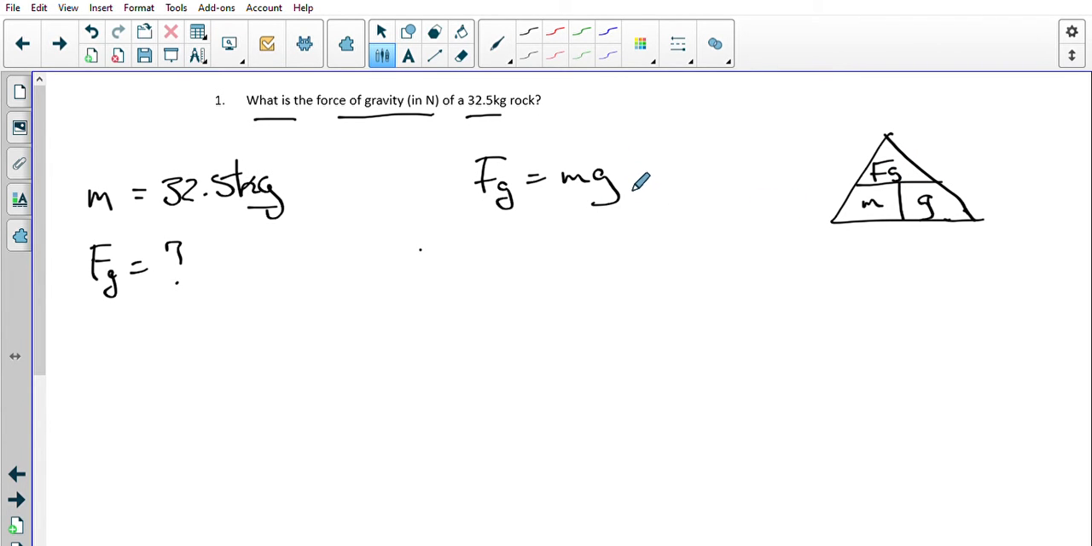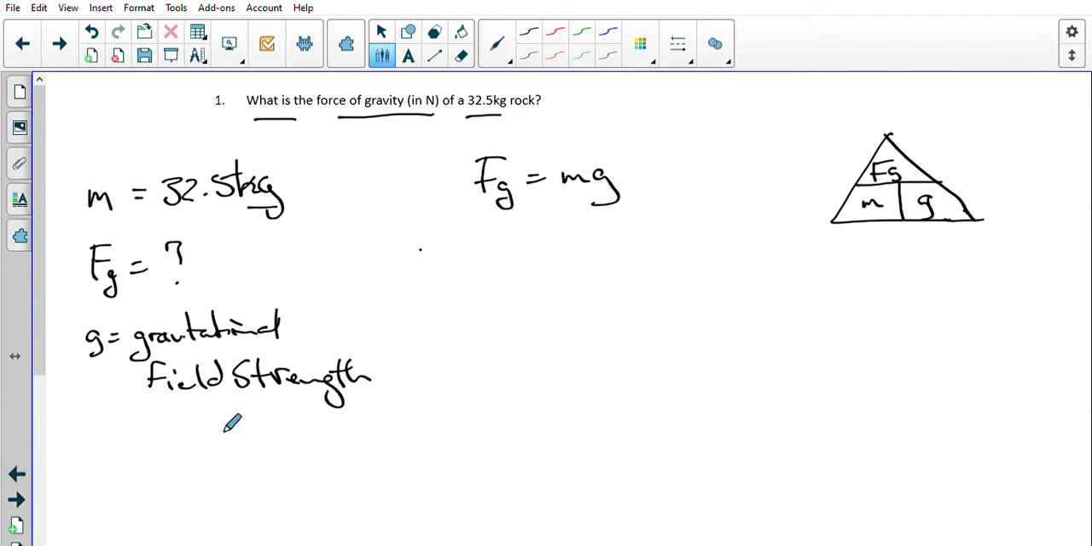Well, what's g? G is, anyone remember? The gravitational field strength. Don't say it's gravity. It's not gravity. That's a value of 9.8 newtons per kilogram here on the Earth. Go to a different planet, it's going to have a different value. All right. So this is all the information that we need.